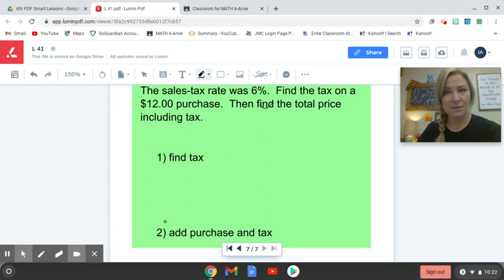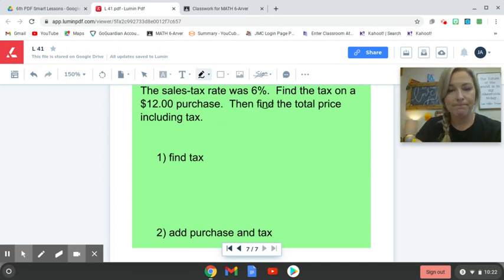Okay, so because I'm dealing with money, I'm already dealing with decimals, and for that sake, I'm just going to solve this the decimal route. This is why it's important to understand how to solve both ways. Sometimes one makes sense more than the other, depending on the problem. So first I'm going to find the tax, and I do that by finding what is 6% of $12. What's 6% of $12? Because that's how much tax is going to be on this purchase.